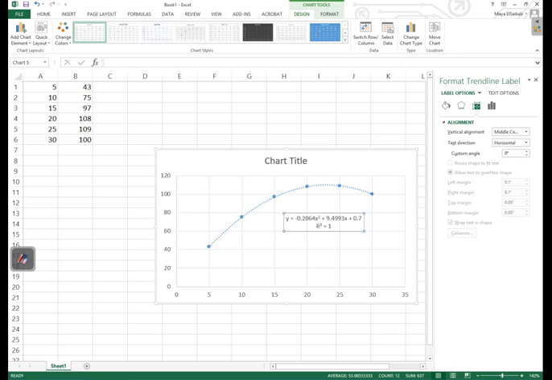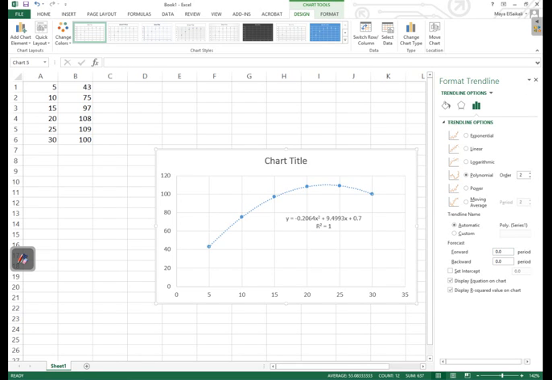I didn't know how to get that one then. Which one? The r squared? Yeah. You see these options right here, so it says display equation on chart, and then you're gonna have to pick the display r squared value on chart. Now click on the line, on the graph, not on the... no. Click on the actual trend line.